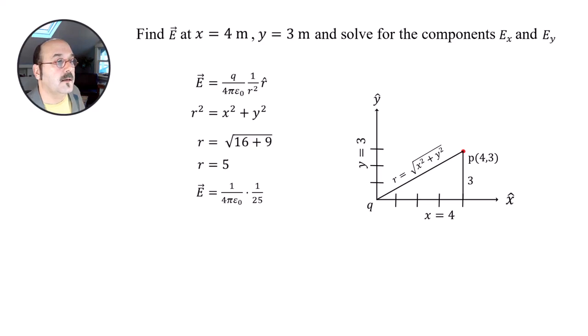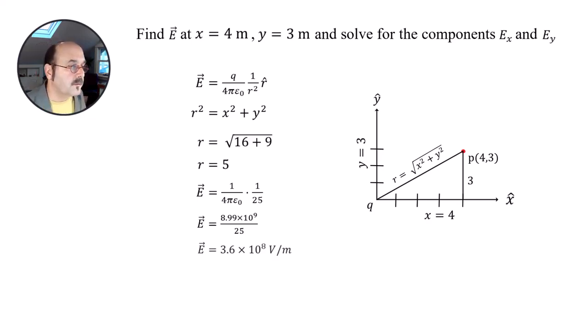Okay, and if I recognize that this is commonly referred to as the Coulomb constant, just from memory, you can punch that into a calculator and verify this. But we also know that this has a value of 8.99 times 10 to the 9 divided by 25. And the value that we come up with for this is 3.6 times 10 to the 8, and we're going to say volts per meter.